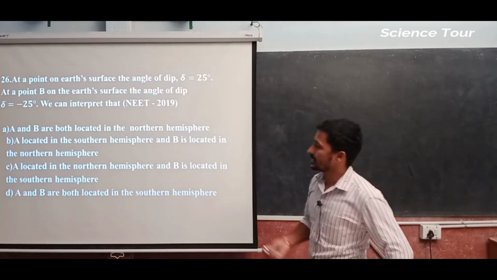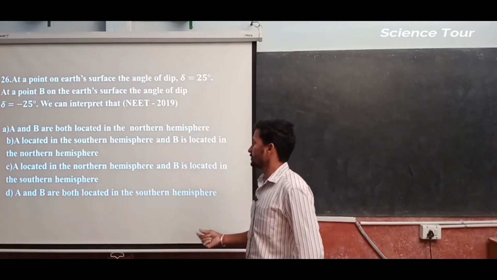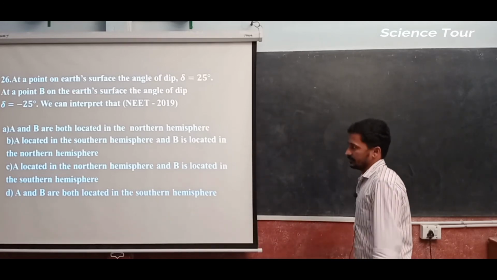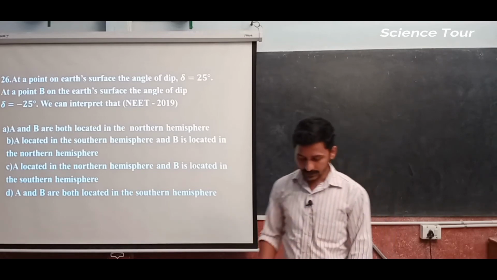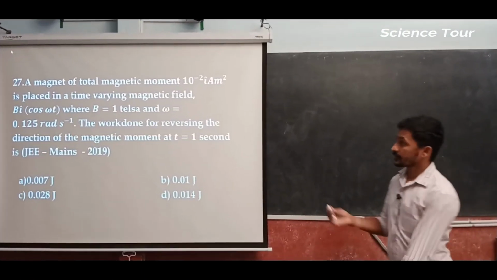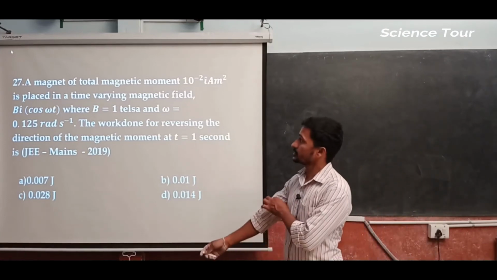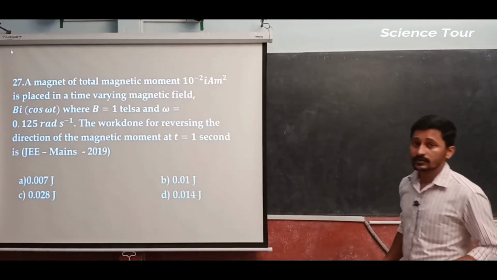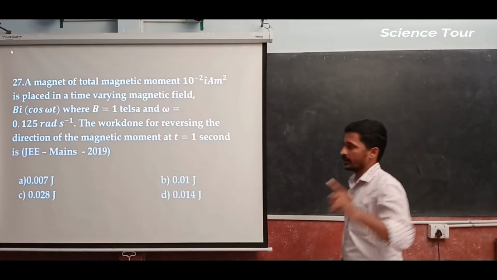So then we can say that A is located in the northern hemisphere and B is located in the southern hemisphere, because B is negative. In the opposite way you are going to calculate it. So okay, we were dealing with this problem. Try to find out on your own. Okay, we will do that.